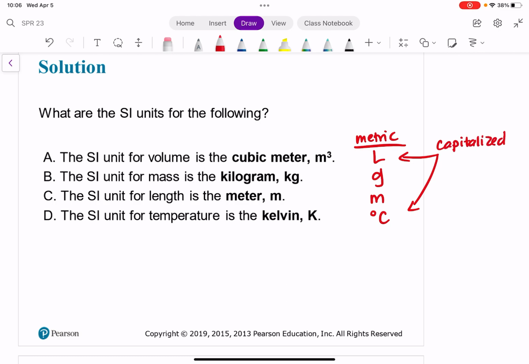Okay, and you'll notice that these two are capitalized and the other two are not. And that's just the convention. So don't put a lowercase c or a lowercase l. It would just look really funny.